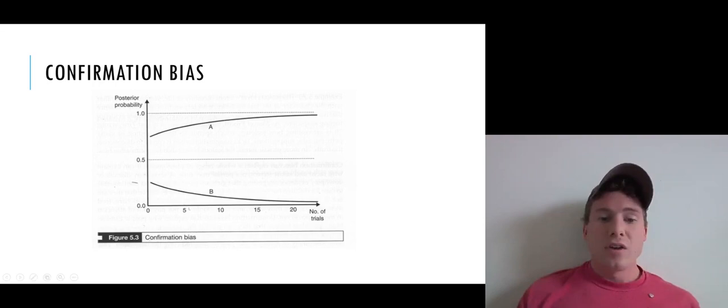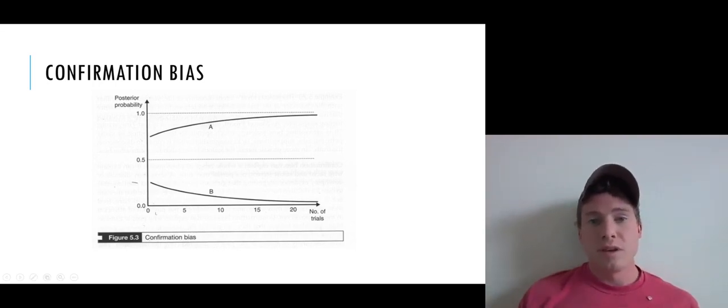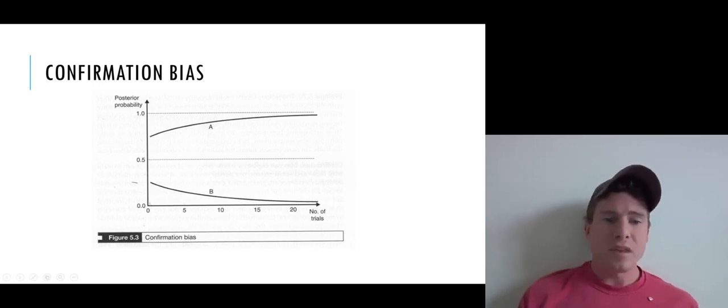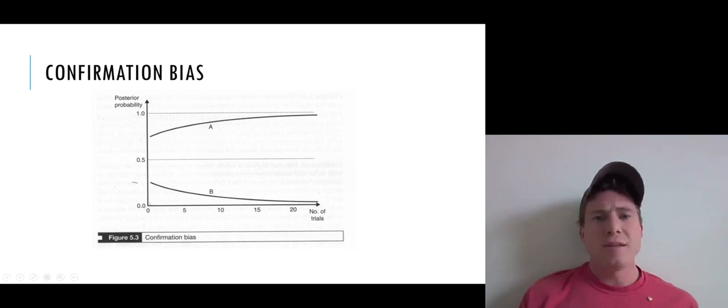Now, on this x-axis, we have number of trials. So we're doing some experiments or gathering some evidence to try to ascertain whether or not this hypothesis is in fact true or false. So we get more and more evidence as time goes on. What you'd like to see is A and B coming closer together, right? You'd like to see them converging on a particular probability as they get more and more evidence. But that's not what happens in the case of confirmation bias.